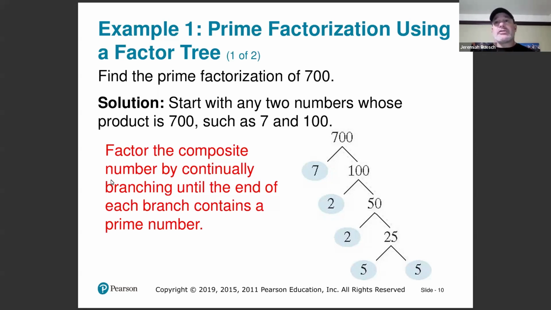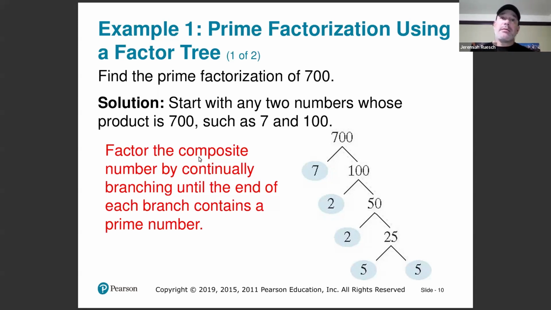100 can be written as 2 times 50. 2 is a prime number, but 50 is not, because we can multiply 2 and 25. 2 is a prime number, 25 is not. So now we look at 25, and that's 5 times 5, which are both prime numbers. So the unique factorization of 700, up to the permutations of the primes themselves, would be 7 times 2 times 2 times 5 times 5.